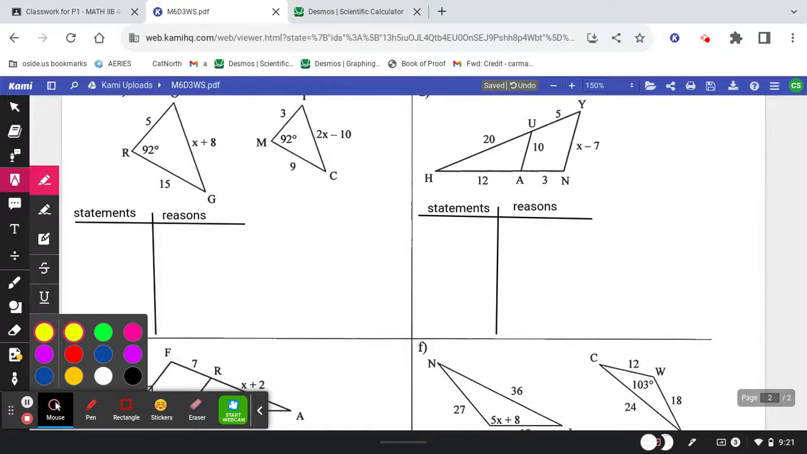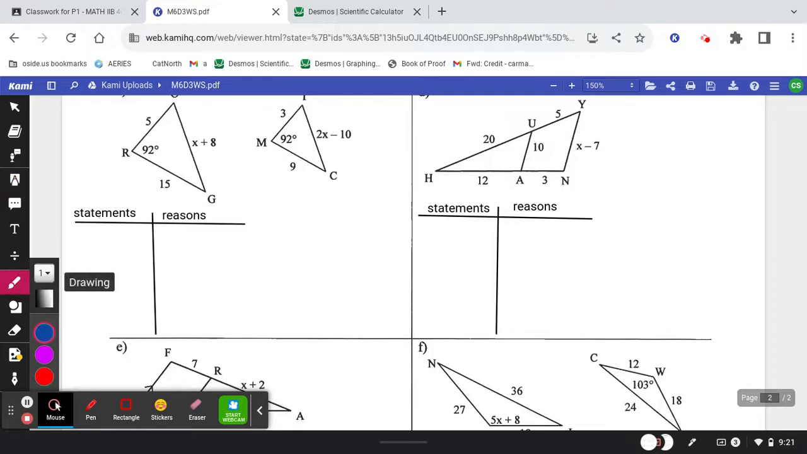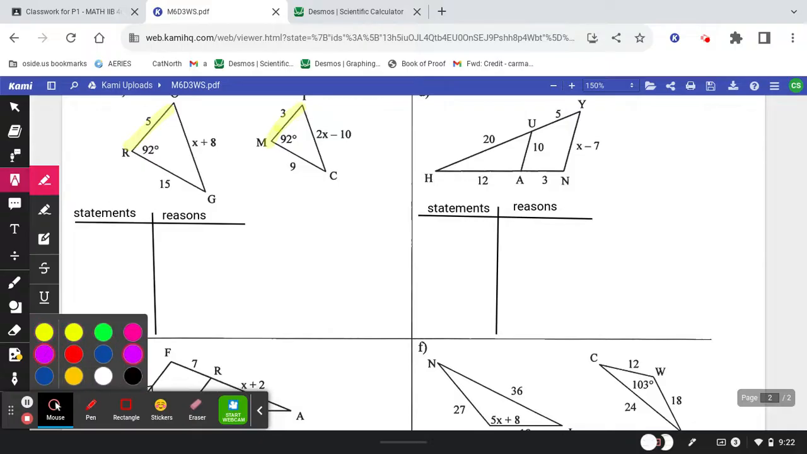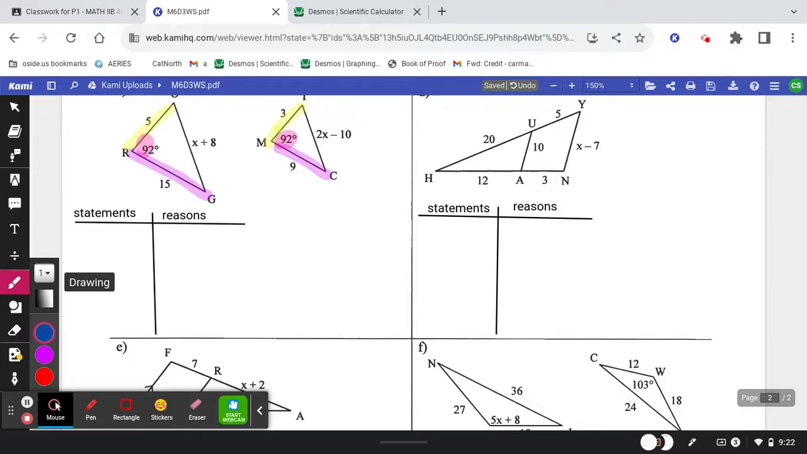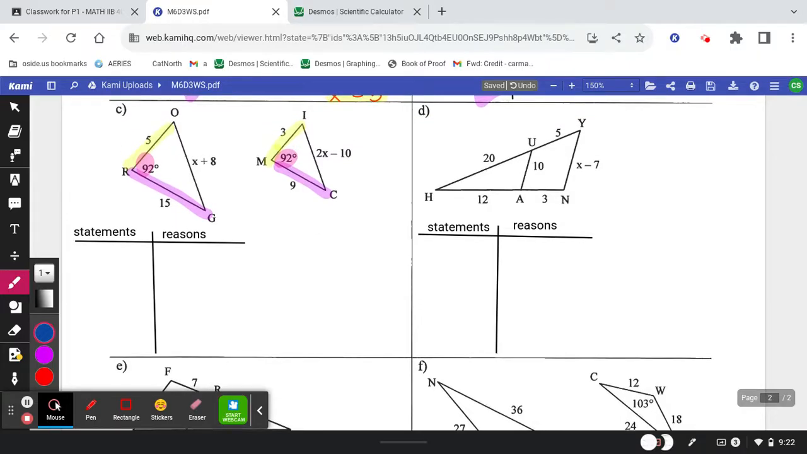All right, on this next one, I've got one angle and two sides. We do have enough for triangle similarity. Picture it like this. This side's going to correspond to this side, and this side's going to correspond to this side. And we have the included angle as equal. So let's go write up the proof. We can say RO is to MI, and then we can say RG is to MC.